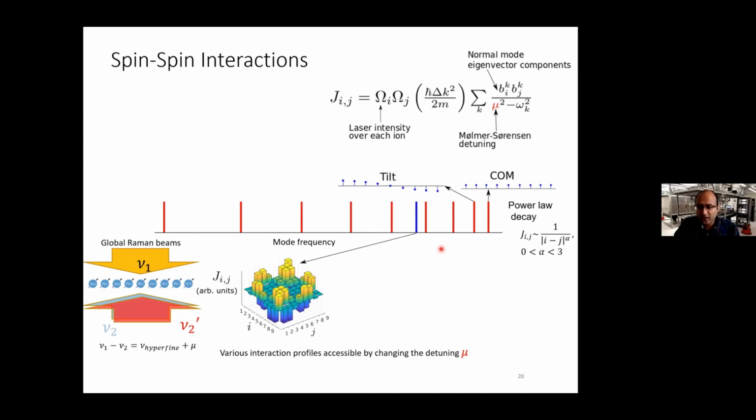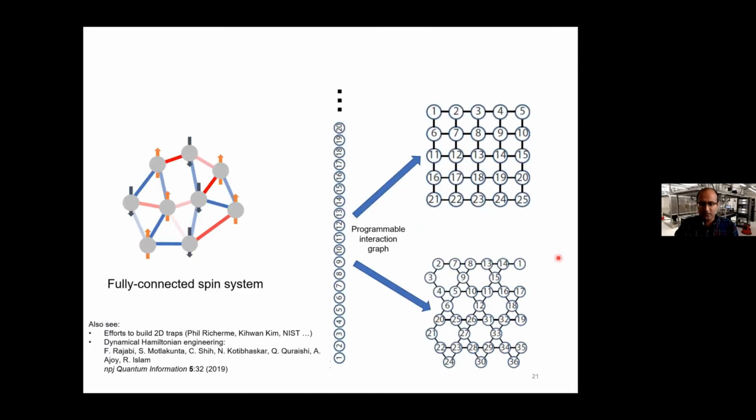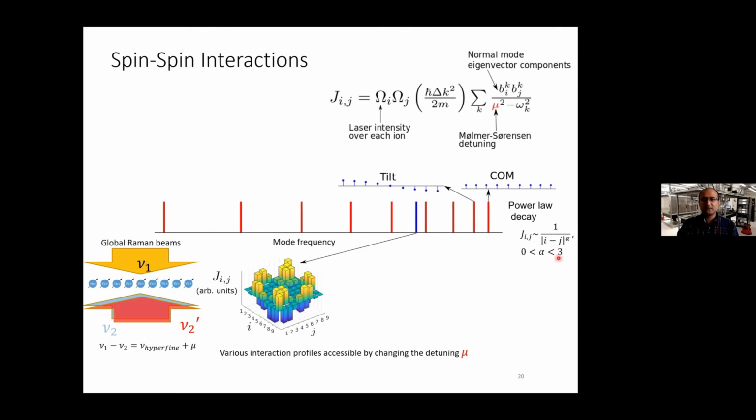And finally, a lot of recent experiments have focused on this particular region, which is what you call blue of the center of mass mode, where you can tune the interaction as a power law. And the exponent of the power law is also a tunable quantity. Okay, so let me pause here and see if there are specific questions on this section.